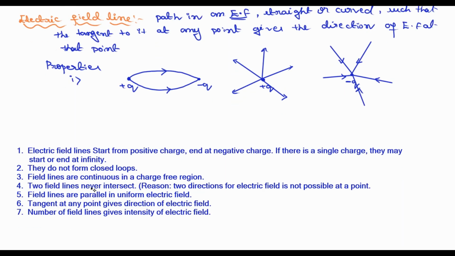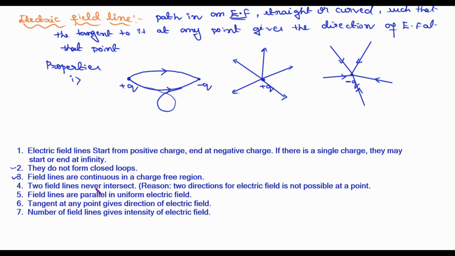If we see the next property, the next property is they do not form closed loops. They will never form closed loops, and field lines are continuous in a charge free region. Field lines are continuous in charge free regions.